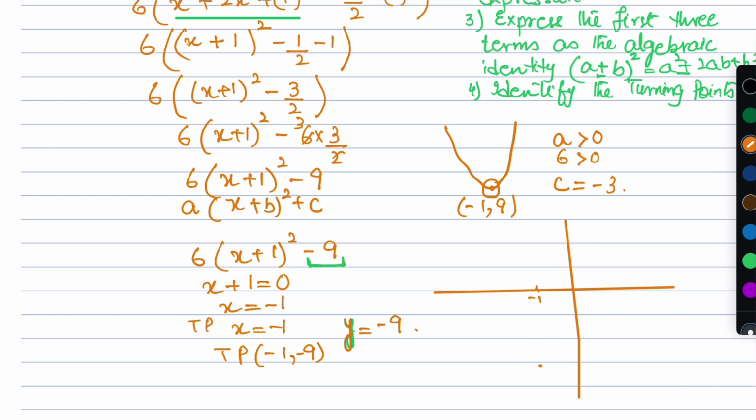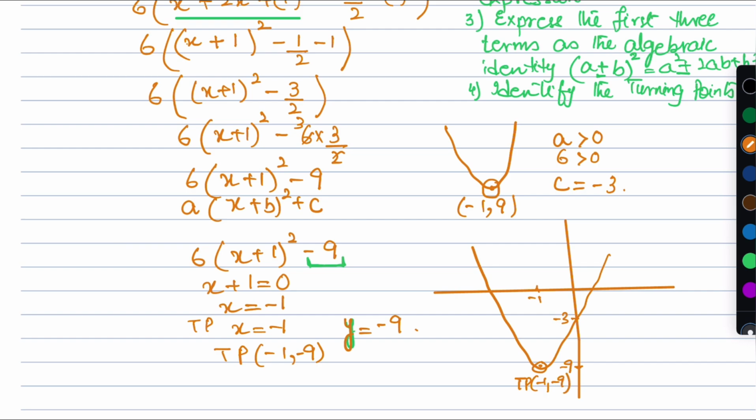The turning point is -1 and -9. And also I know that my y-intercept was -3. It's a curve of minimum nature. So I can say that this is how my curve shall be, with the turning point as -1 and -9.